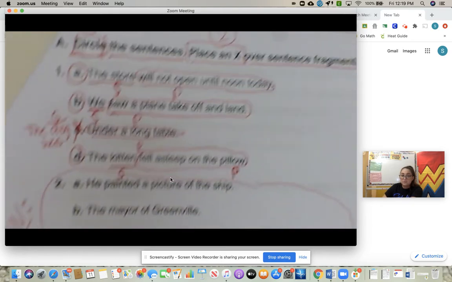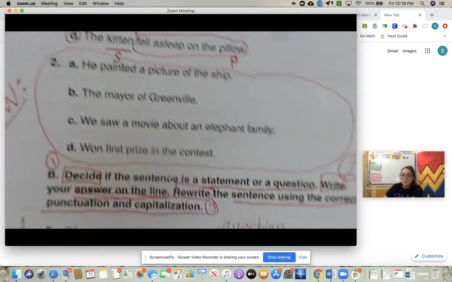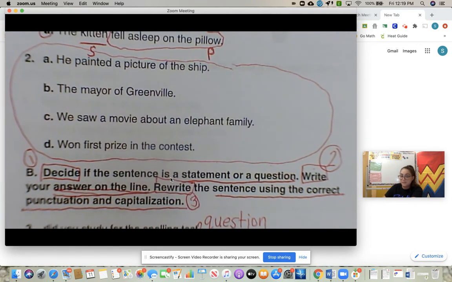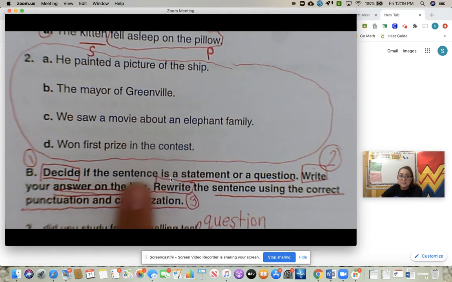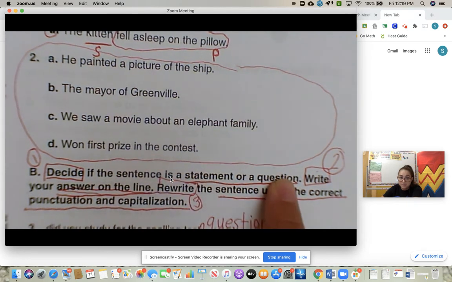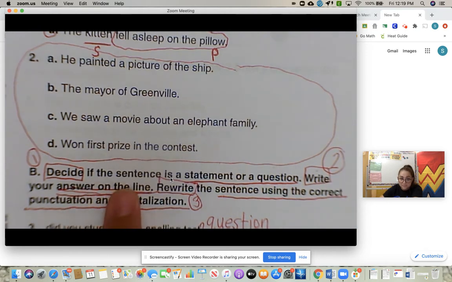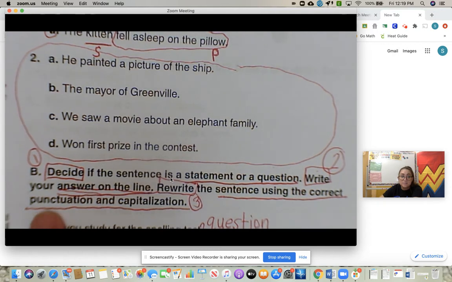Their homework is to finish. And then we moved on to the next piece. So decide if the sentence is a statement or a question. So that's number 1. We got to decide. We underline if it's a statement or a question. Number 2, we're going to write your answer on the line. Number 3, we're going to rewrite the sentence using the correct punctuation and capitalization.